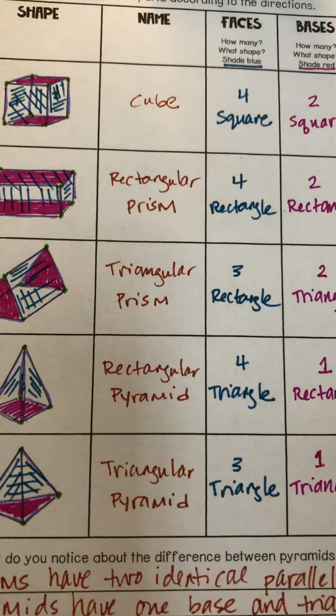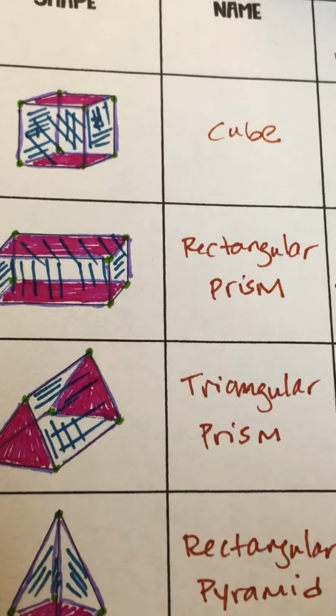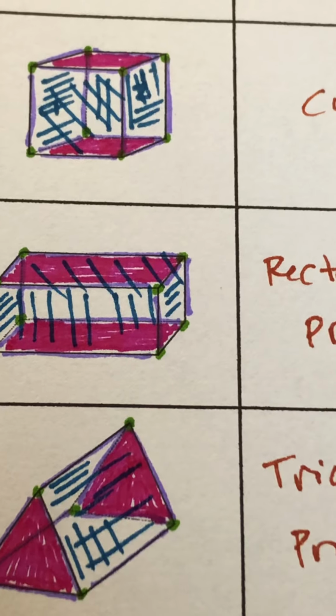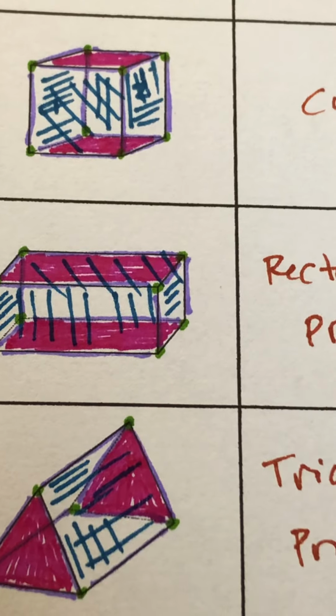For the vertices, color those in green. There are 8, and the edges, there are 12. So you can see, if I kind of zoom in a little closer on the cube, you can see the green dots are the vertices and the purple lines are the edges.